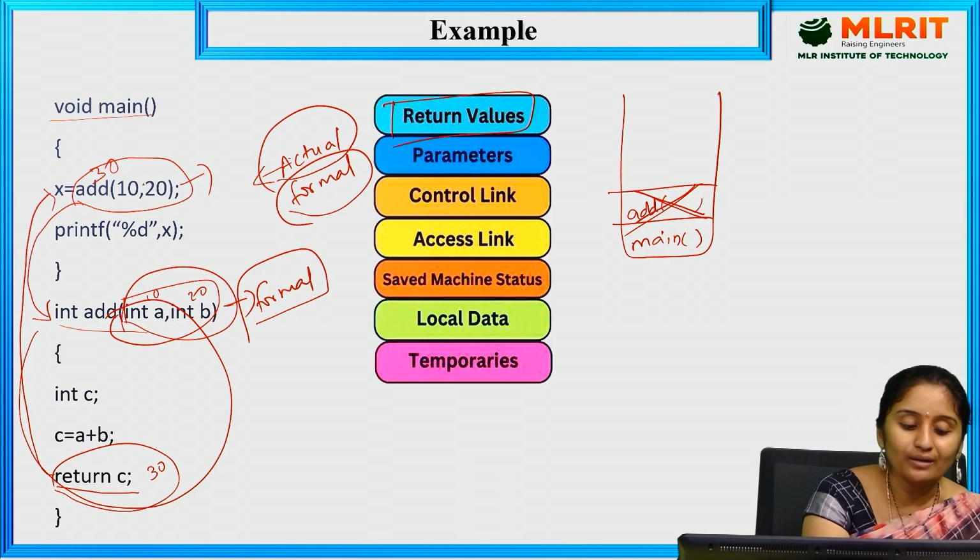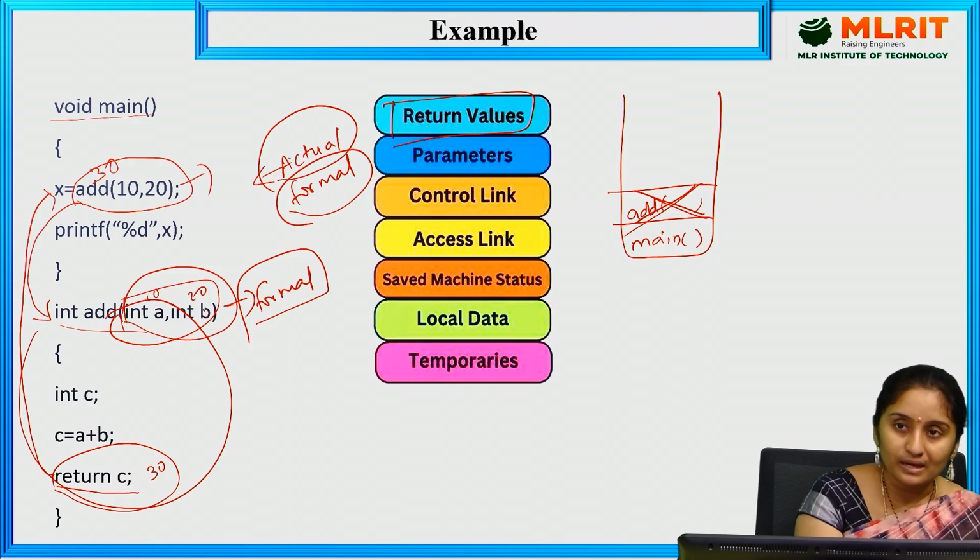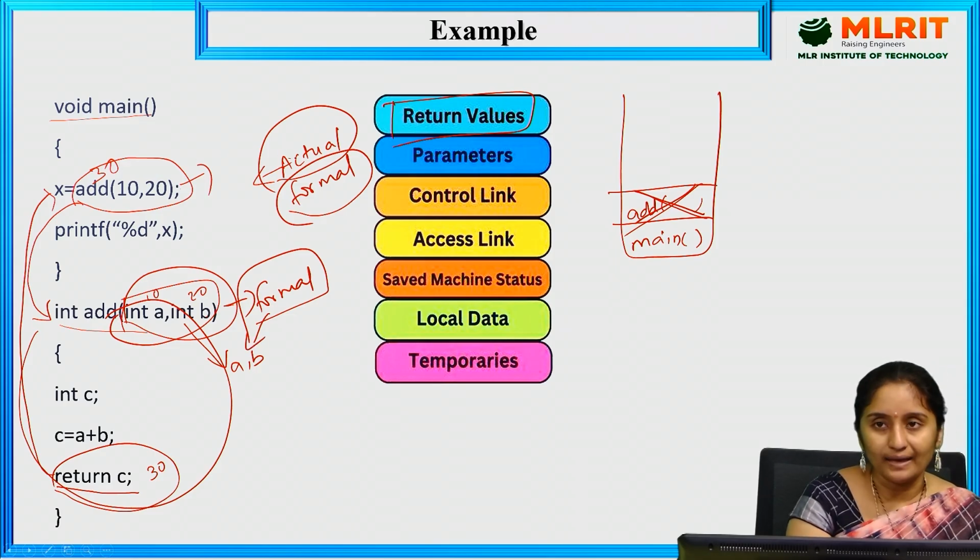See here, 10, 20 are the values. I am going to pass these 10, 20 values to the definition add(int a, b). See here, a comma b are the formal parameters, and 10 comma 20 are the actual parameters. Next, we have control link and access link.